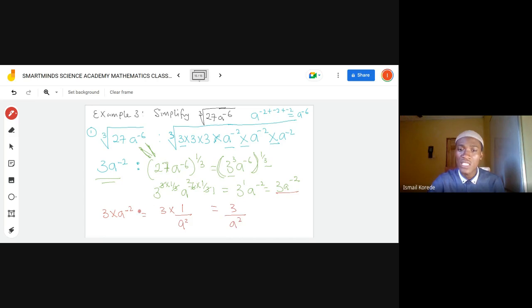So you can decide to skip this particular step. Why? Because you know already that this negative sign is going to give it a parachute. Because this 3 does not have a negative sign, it will just stay on top, and a comes down underneath: 3 over a raised to power 2. So I believe you understood that.